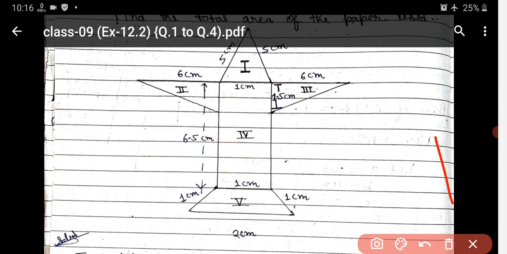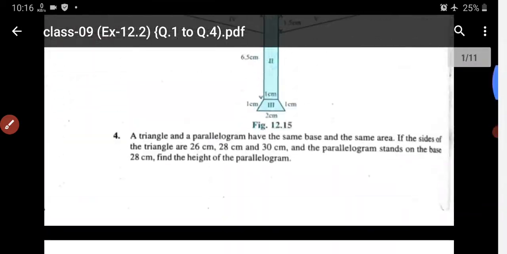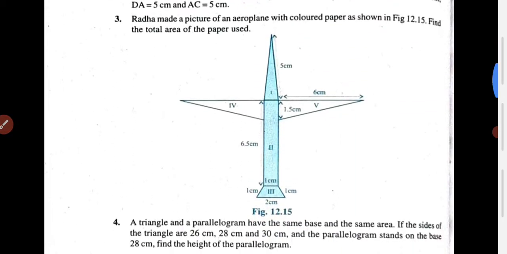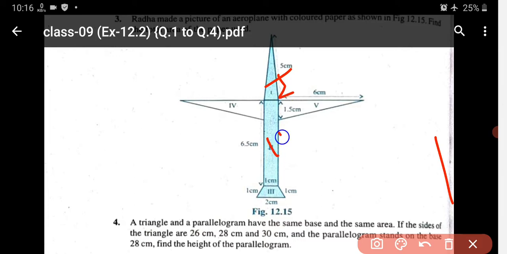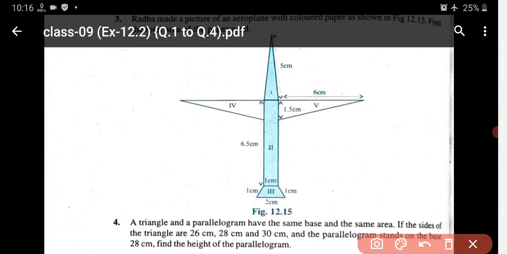If you see the question figure, I am showing you. In the question figure, they show the first part, then the second part, then the third part, then the fourth, and then the fifth. But in my figure, I have just changed the part names only. I am taking this one as the first part, then the second part, it is third, it is fourth, and it is fifth. Like that I solve. Only the part names are changed.